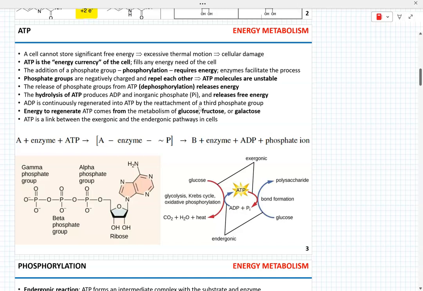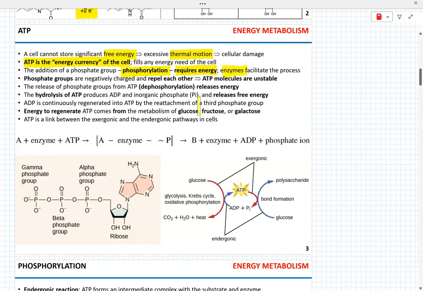So, as we mentioned before, the energy currency of the cell is ATP. The cell can't store free energy because that will result in the increased thermal motion of various molecules and may lead to damage to the cell. So, how do we synthesize ATP? ATP is synthesized in the process of phosphorylation. Addition of a phosphate group requires energy and therefore has to be facilitated by enzymes.